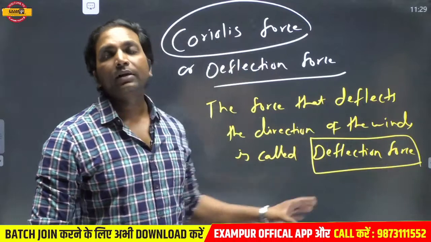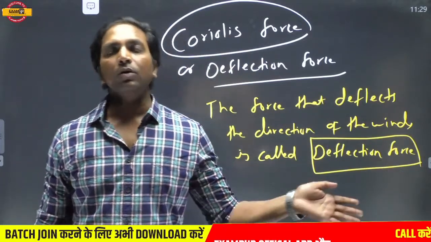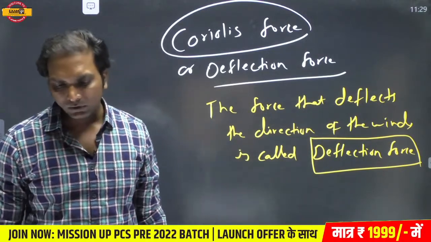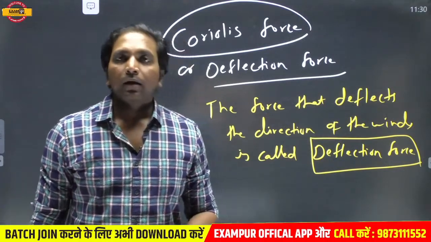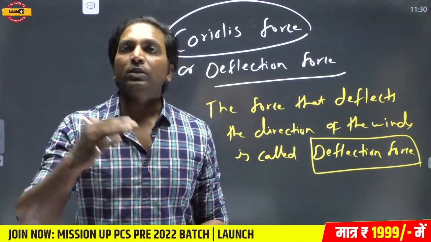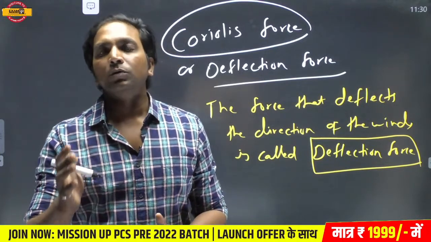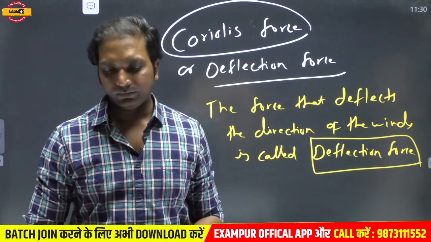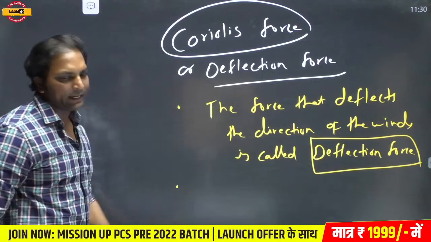Because it was discovered by Coriolis, the person, it has the name Coriolis force. Getting the point? Now, winds are deflected to the right in the northern hemisphere and to the left in the southern hemisphere because of the Coriolis force. Okay. One more point you should add here.